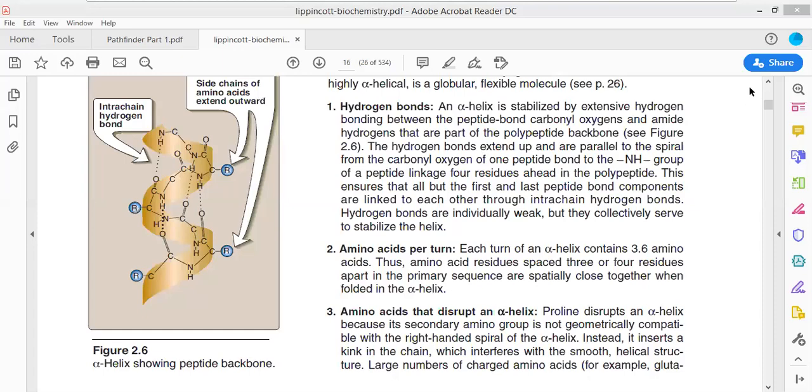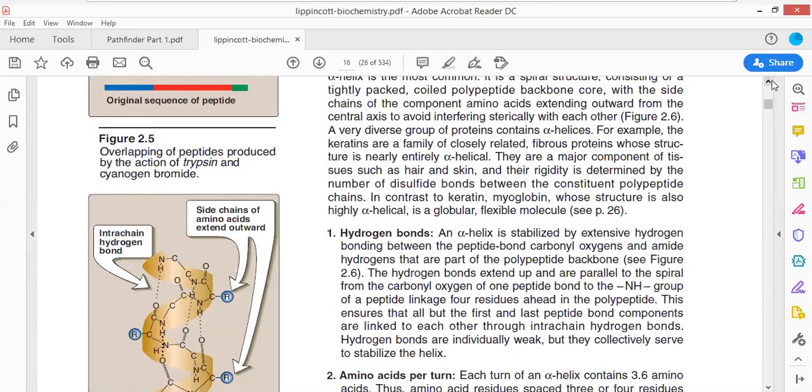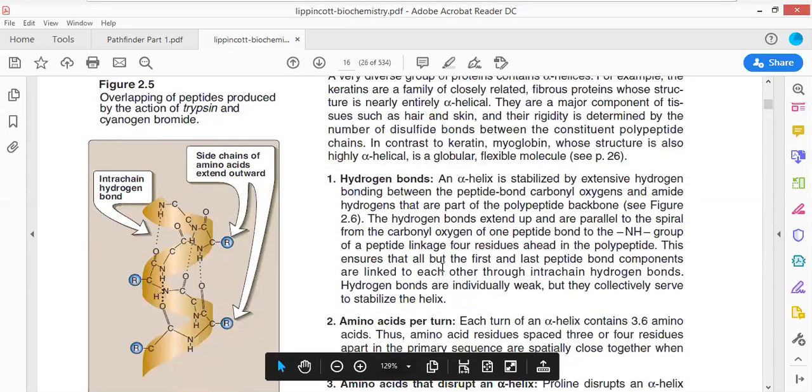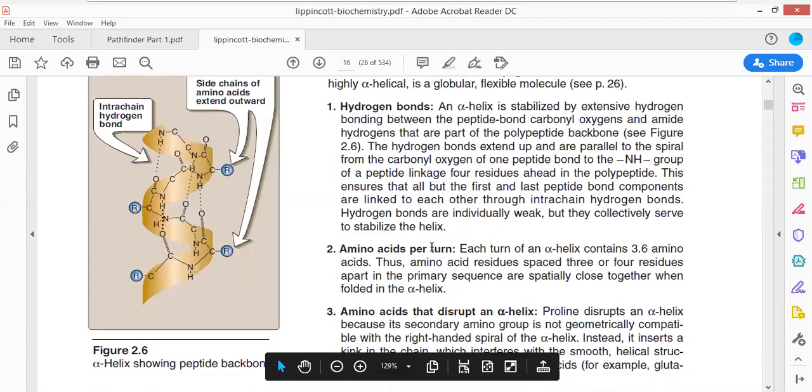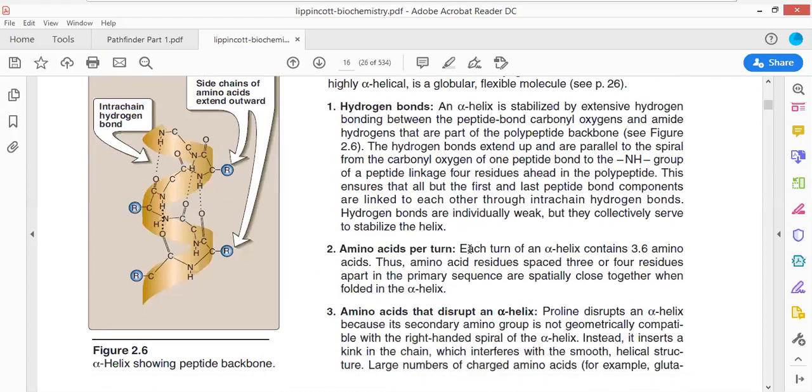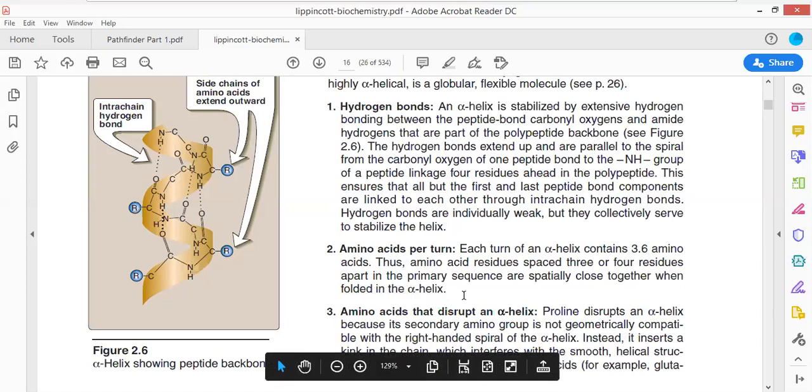Now hydrogen bonds. See this. This is what I have told you, how hydrogen bonds are produced. Amino acids per turn: each turn of the alpha helix consists of 3.6 amino acid residues per helical turn. Thus, amino acid residues spaced three or four residues apart in the primary sequence are spatially close together when folded in the alpha helix. Amino acids that disrupt the alpha helix.